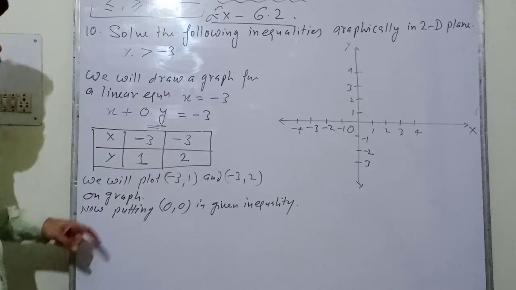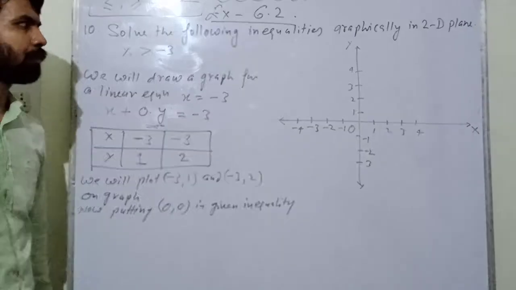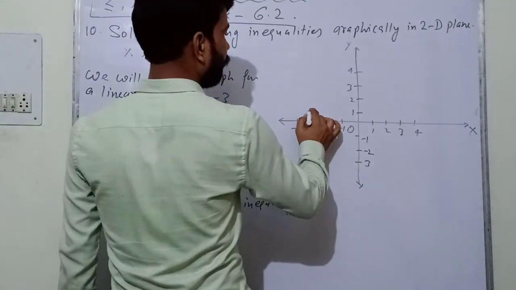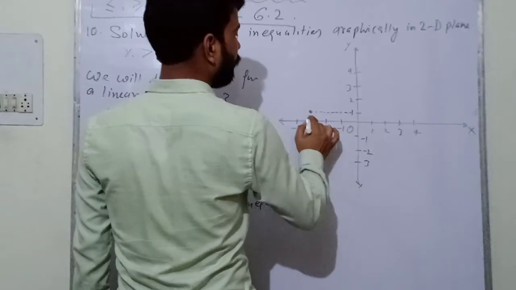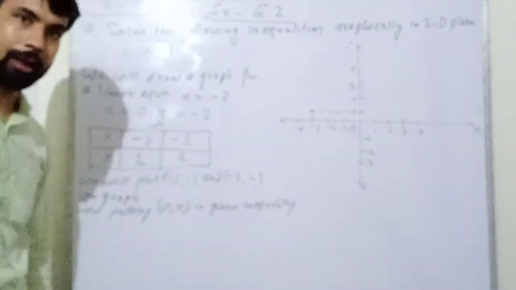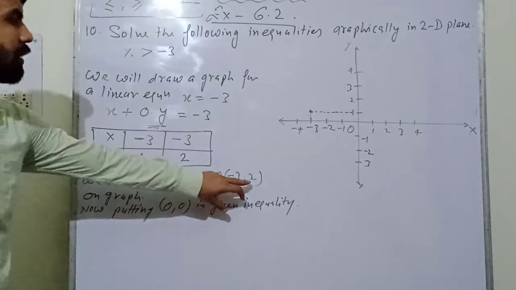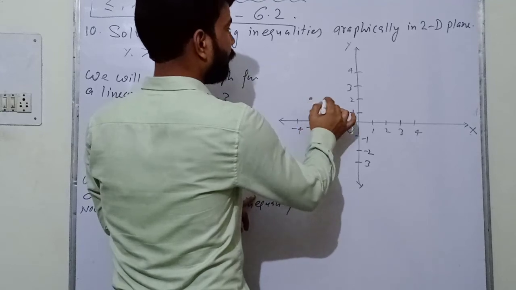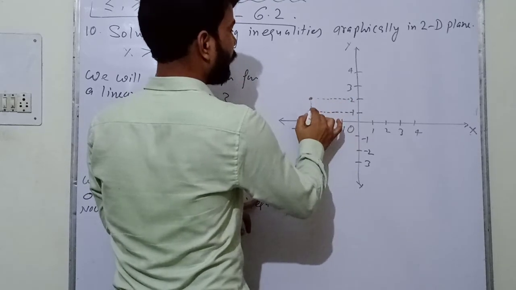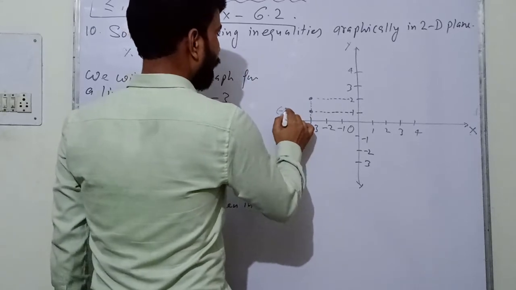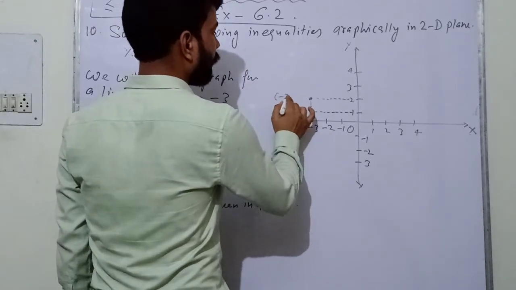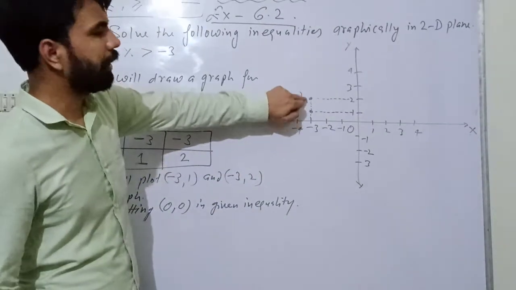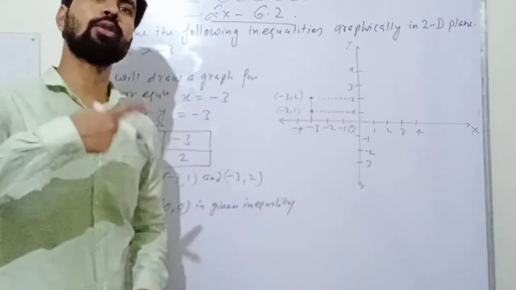Clear? Now see, the very first point is x is -3 and y is 1. So x is -3 and y is 1 will be present here. Similarly, x is -3 and y is 2. This point will lie here because this is y equals 2 and x equals -3. So this point is (-3, 1) and this point is (-3, 2). Clear? Now we will join these 2 points with a regular line or a dotted line.